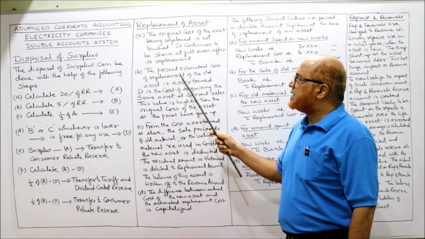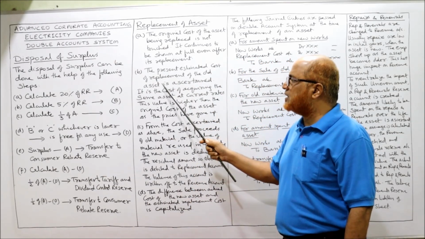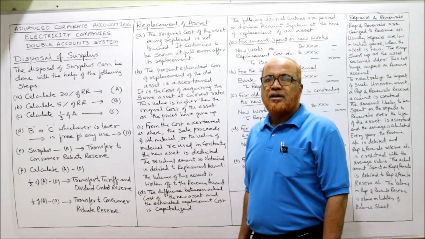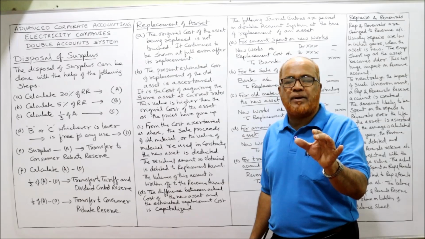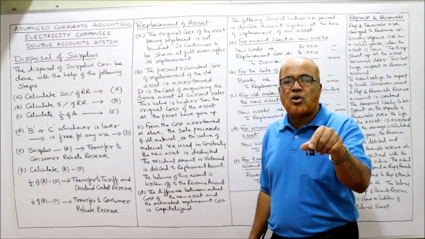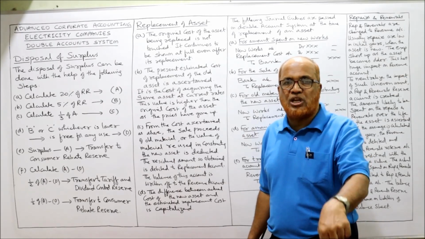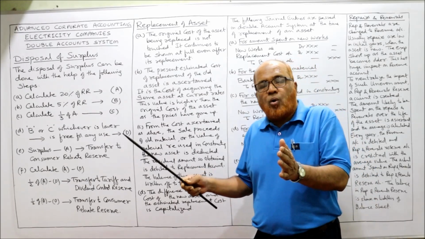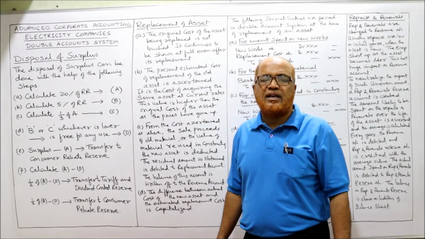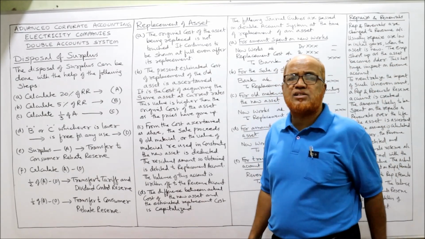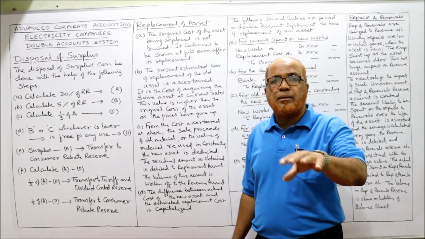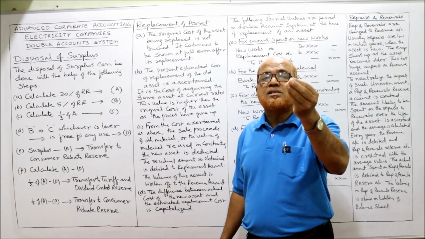Second step, the present estimated cost of replacing the old asset is ascertained. Now we will calculate the replacement cost. What is meant by replacement cost? What is the cost of that asset if we purchase it now? We purchased the old asset some 15 years, 20 years back. The old machine was purchased some 10 years, 15 years back. At that time, its cost was 5 lakh rupees.